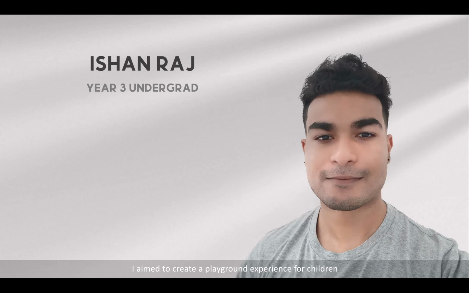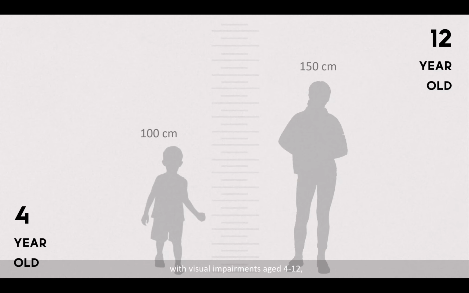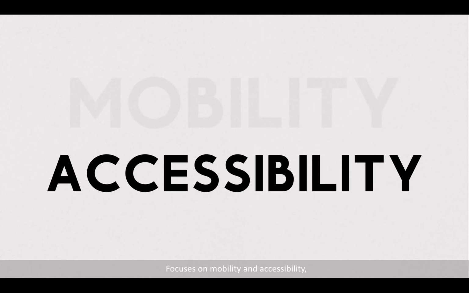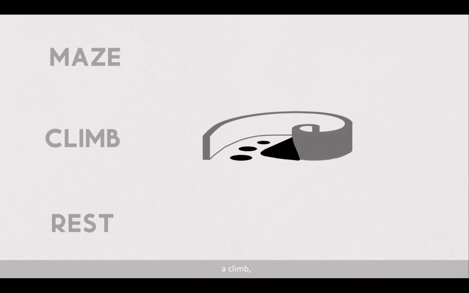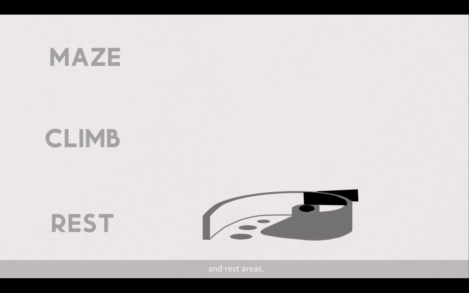I aim to create a playground experience for children with visual impairments aged 4 to 12 that engages the senses through touch, encourages creativity and allows intuitive exploration, focuses on mobility and accessibility, involves children's parents and includes a maze, a climb, and rest areas.